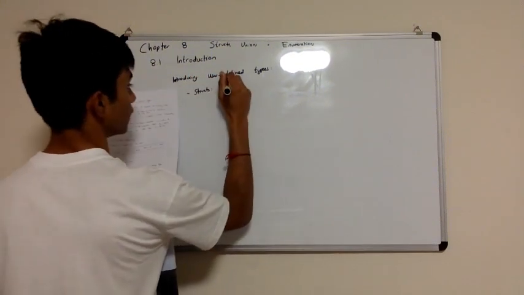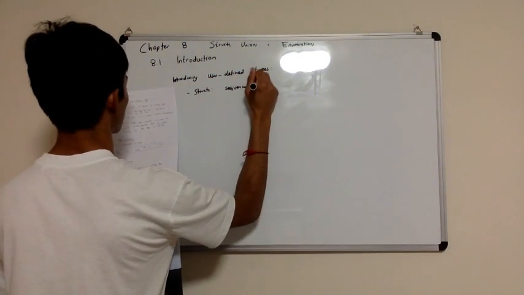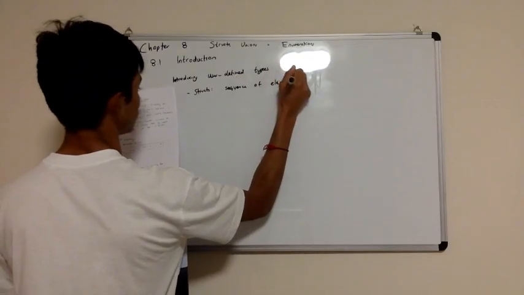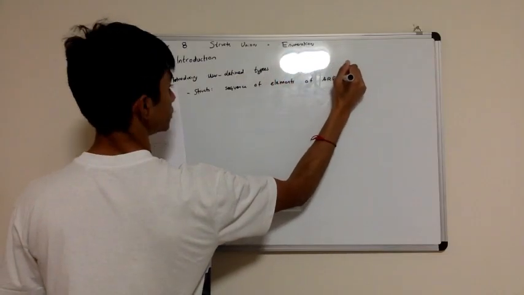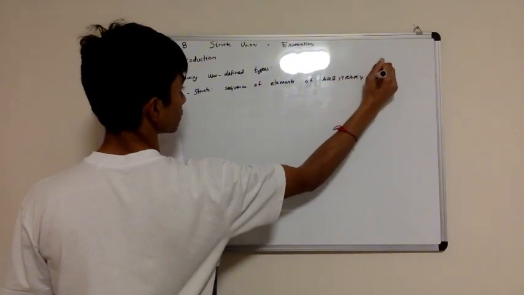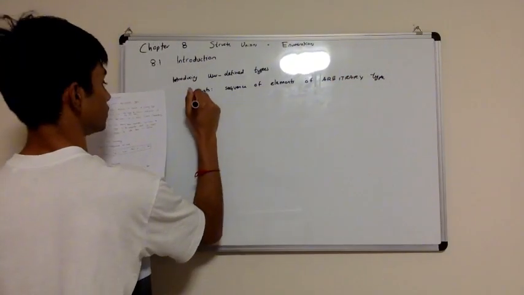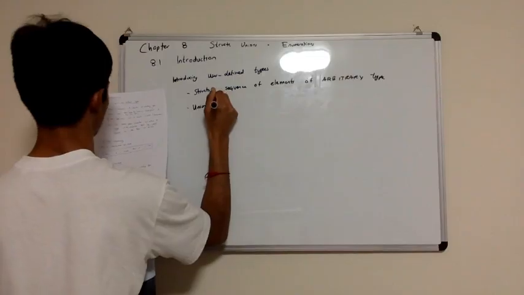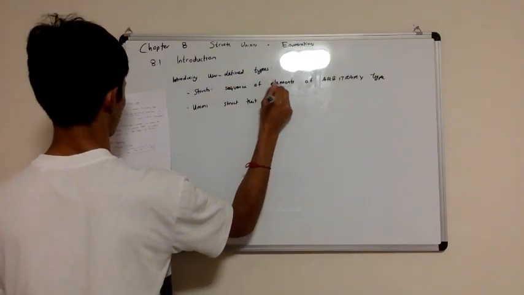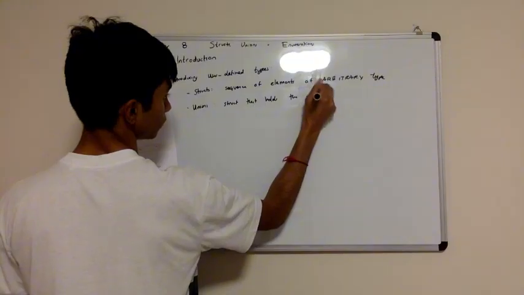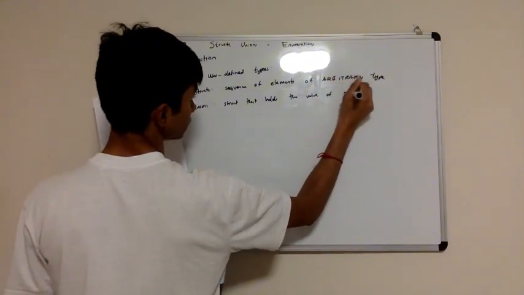Structs are a sequence of elements of arbitrary type. Unions are a special type of struct. So it's a struct that holds the value of exactly one element at any one time.